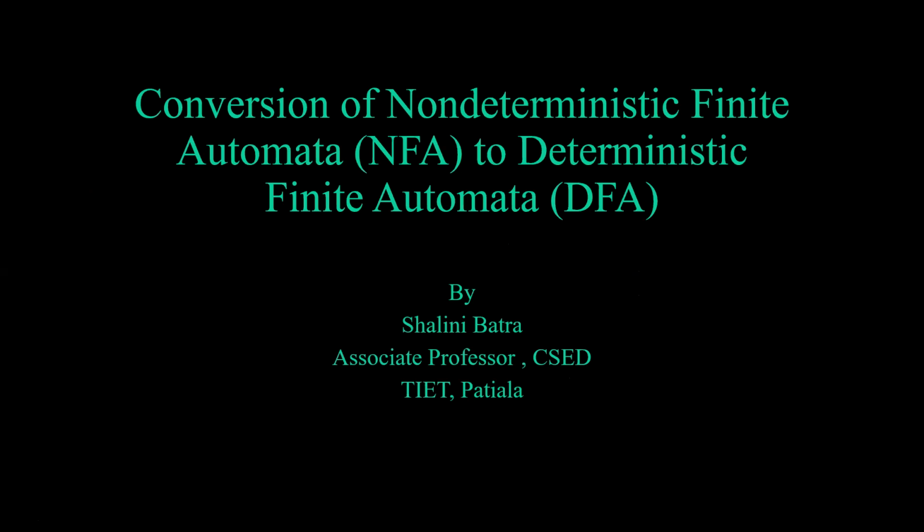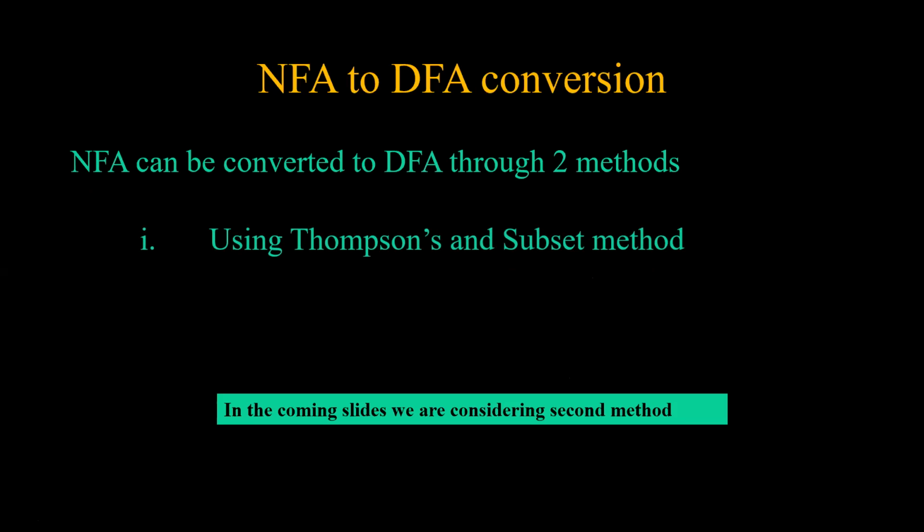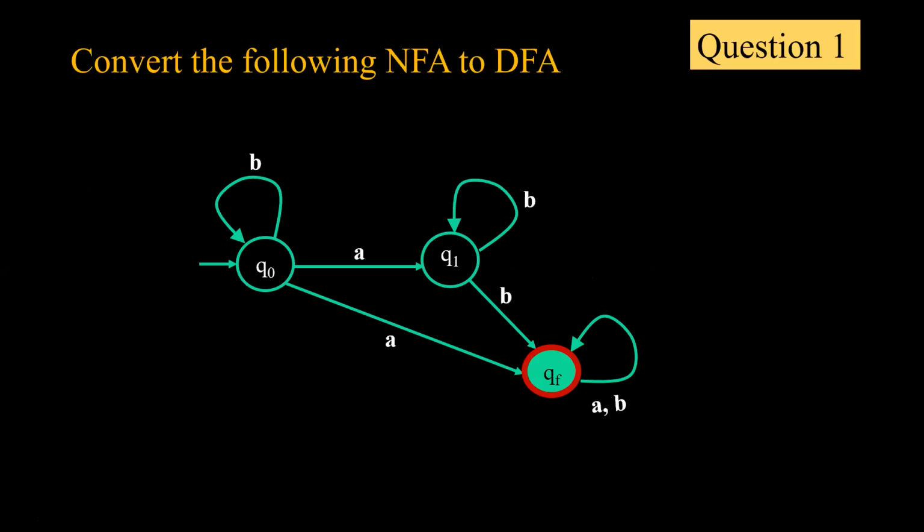In this video, we will be discussing conversion of non-deterministic finite automata, that is NFA, to DFA. Whenever we talk about conversion of NFA to DFA, we have two methods. One is using Thompson's and subset, which we discussed in the earlier slides, and second is direct method. In the coming slides, we will be considering the second method.